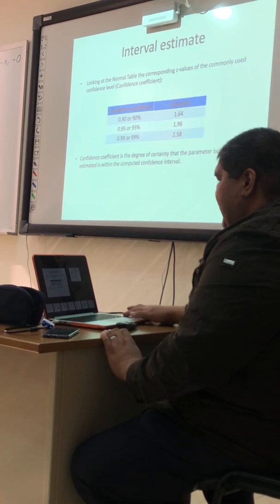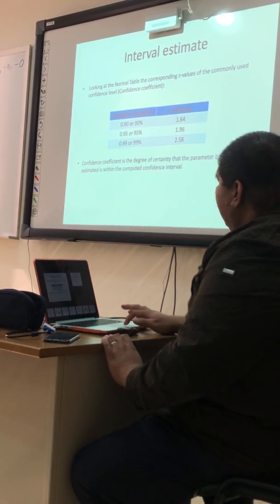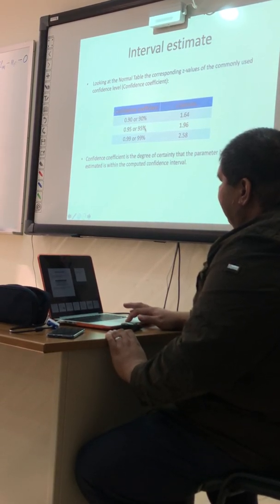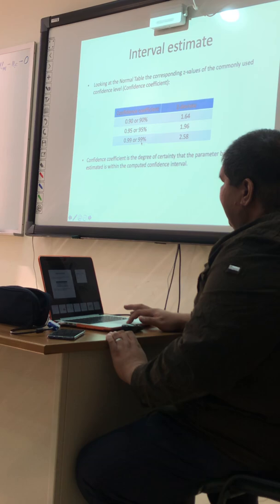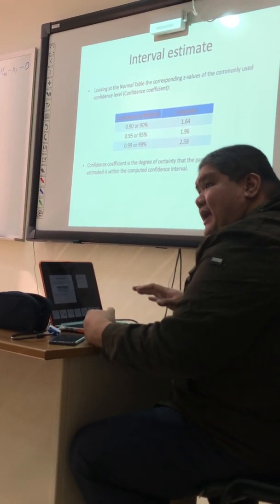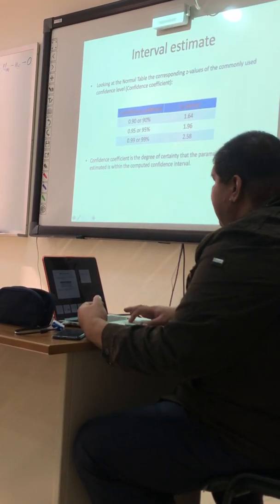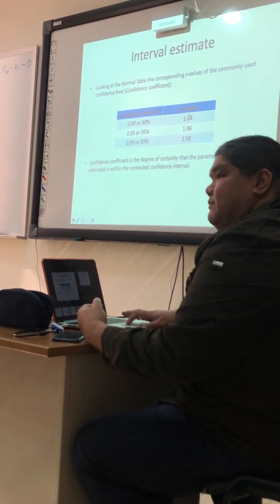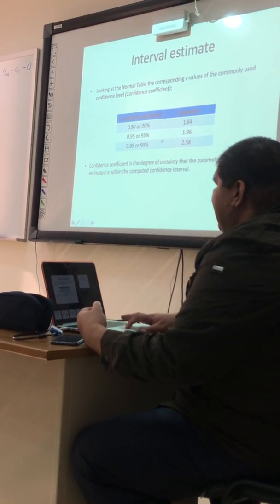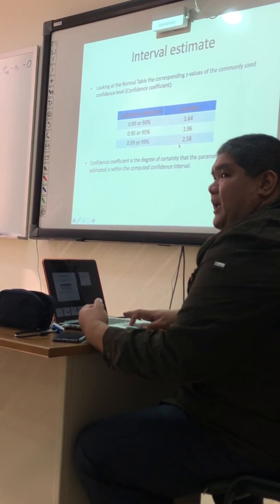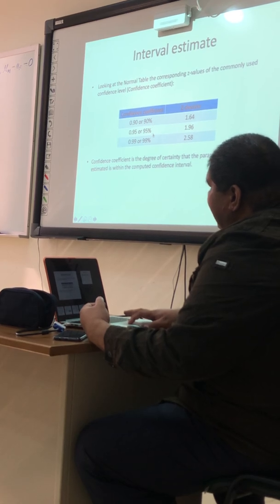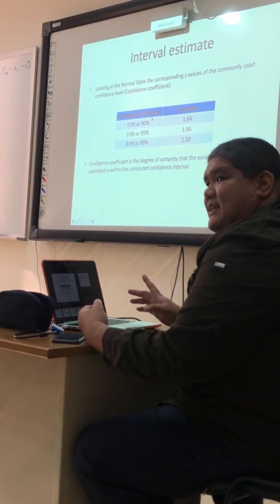Now, the level of confidence or the confidence coefficient 90% corresponds to 0.9. 95% is 0.95. 99% is 0.99. They have their corresponding z values. Take note of this. 90% is 1.64. 95% is 1.96. 99% is 2.58. Do you get me?